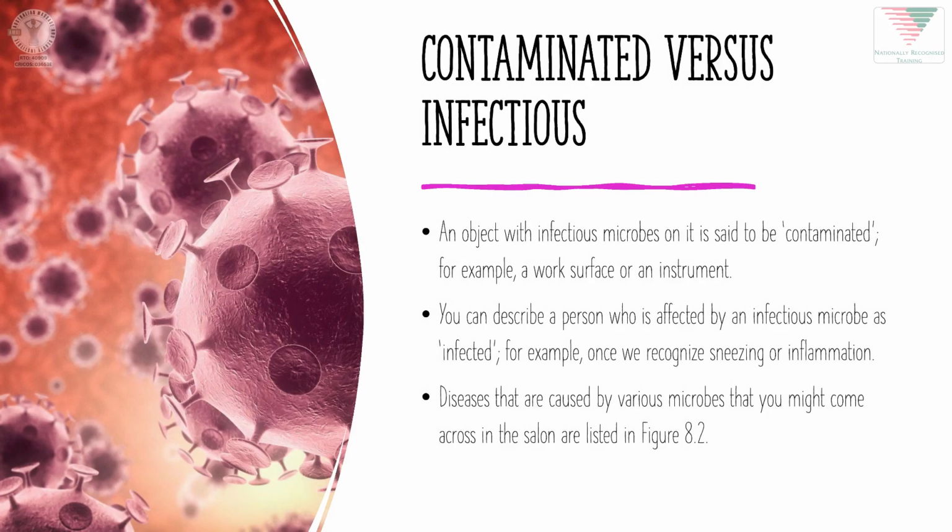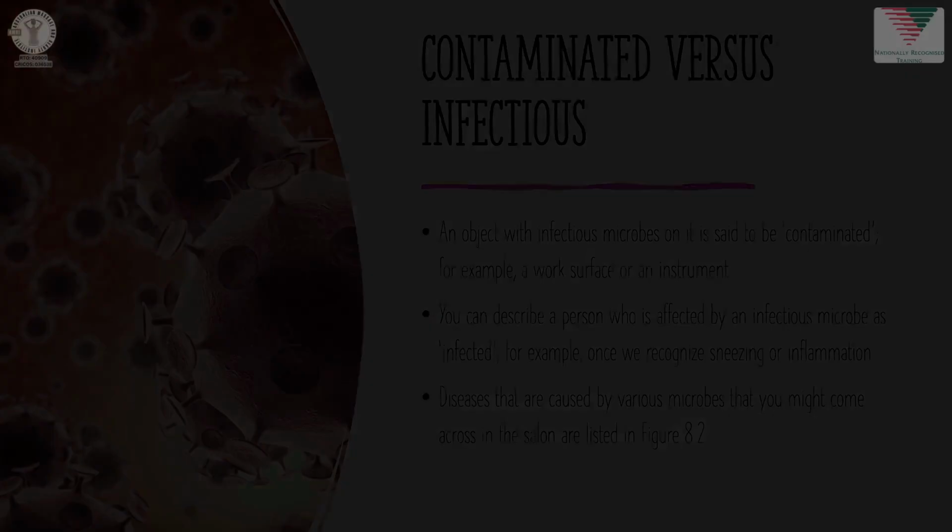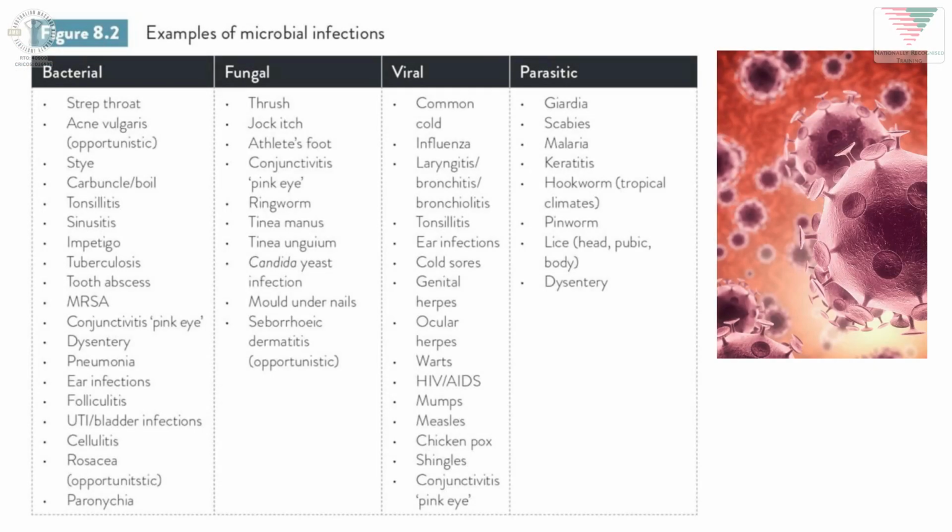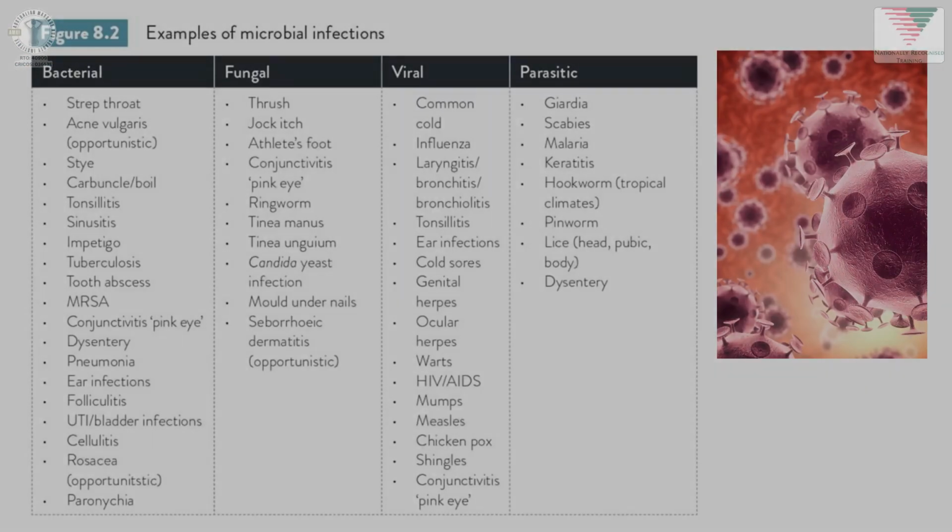Contaminated versus infectious. An object with infectious microbes on it is said to be contaminated, for example, a work surface or an instrument. You can describe a person who is affected by an infectious microbe as infected, for example, once we recognize sneezing or inflammation. Diseases that are caused by various microbes that you might come across in the salon are listed in Figure 8.2, Examples of microbial infections.